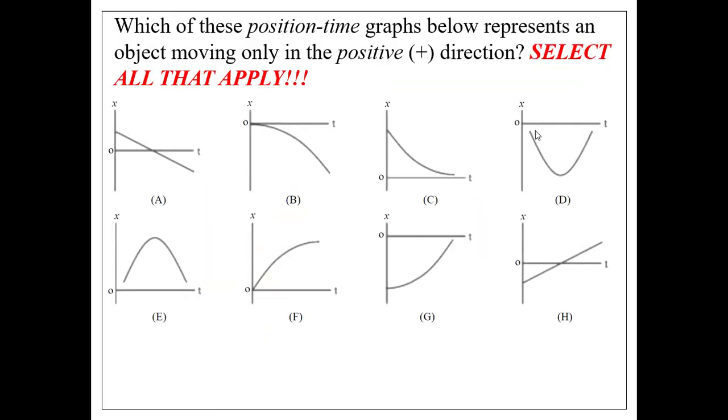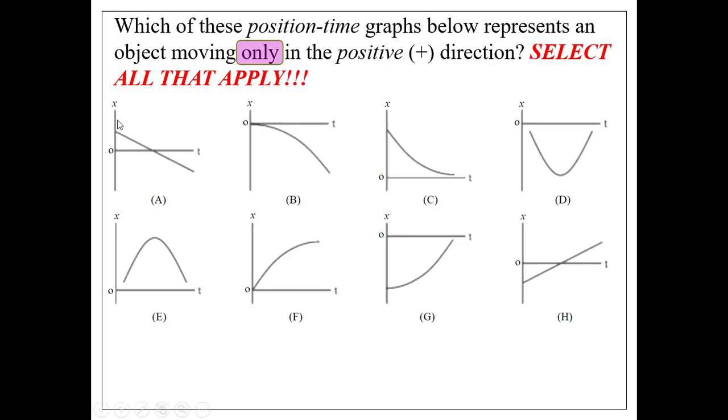Okay. Let's go ahead and move on to this one. For this one, it says which of these position time graphs below represents an object moving only in the positive x direction. So I'm going to go ahead and highlight only. It says only in the positive x direction. So what does that mean?